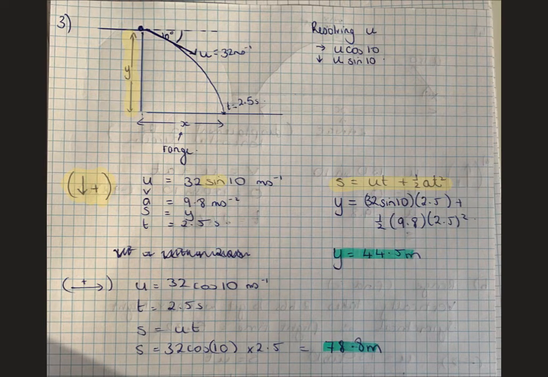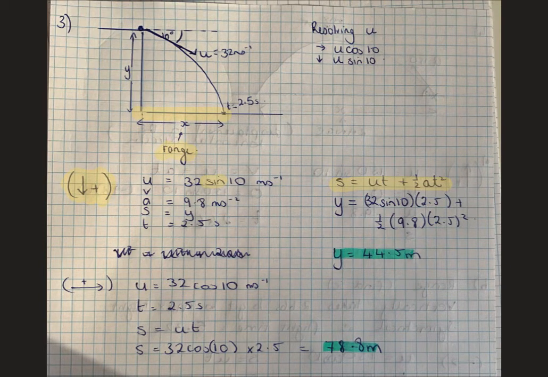Now B is horribly worded, but it reads, find the distance from the point on the ground vertically below the point of projection, that's that point, to the point where the stone reaches the ground, and that's that point. So what it's basically just saying is find x in my diagram. And in 4b, it uses the word range, and that's what the range is.